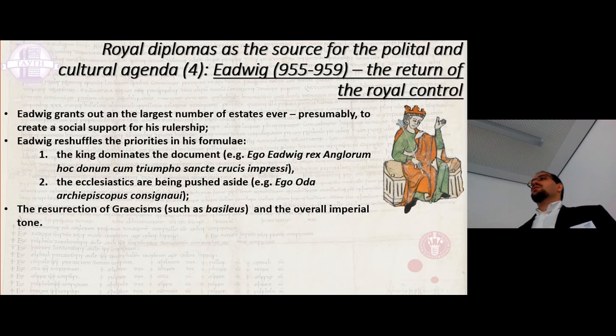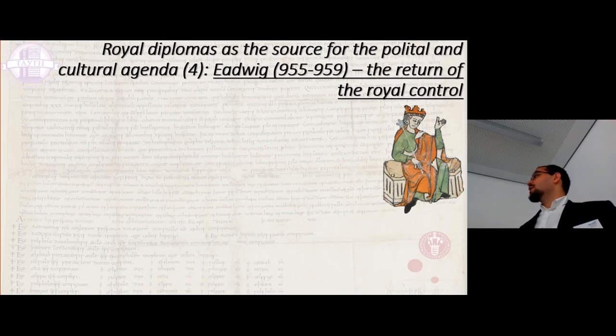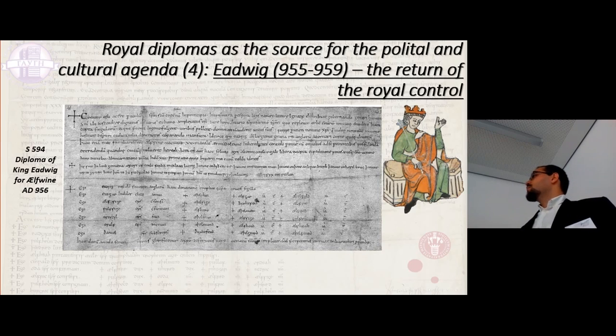Eadwig's charters employed lots of Graecisms, such as Basileus, but not only. Next one, please. And the charter would look like this. Unfortunately, this is not the finest reproduction I've got. And unfortunately, it's not the prime example, because usually they're longer. But nevertheless, you can see the fine crosses over here, the shorter versions of the witness lists.